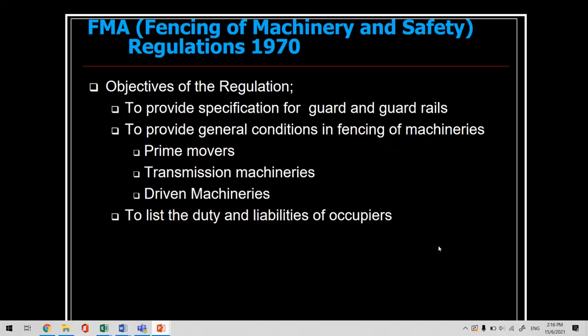And for the objective of the regulation, so number 1, we need to provide specification for guard and guard rails and to provide general condition in fencing of machinery. For example, for prime movers, transmission machinery and driven machinery. And number 3 is to list the duty and liabilities of occupier.